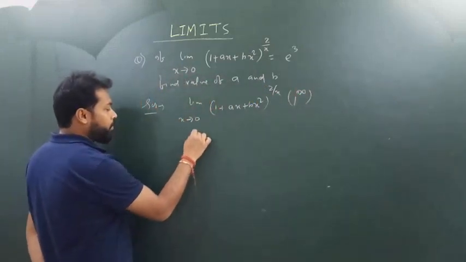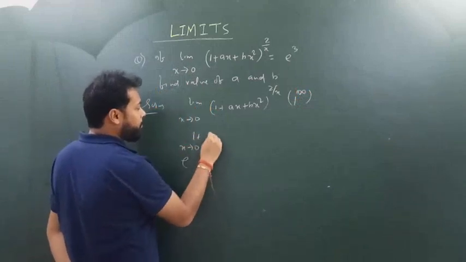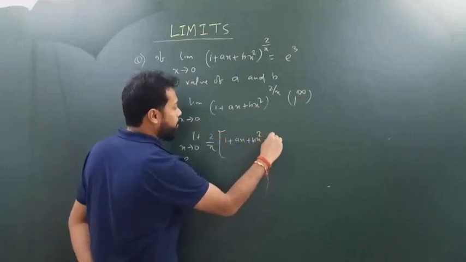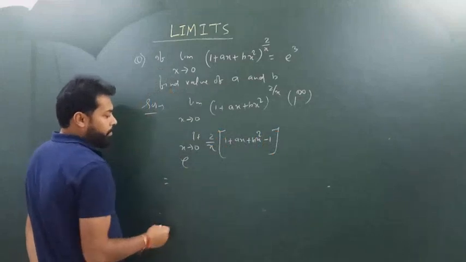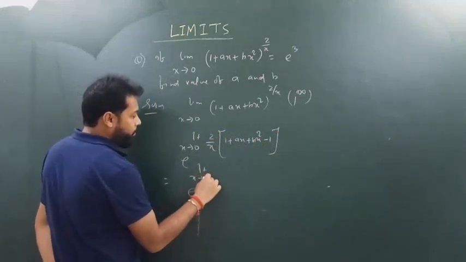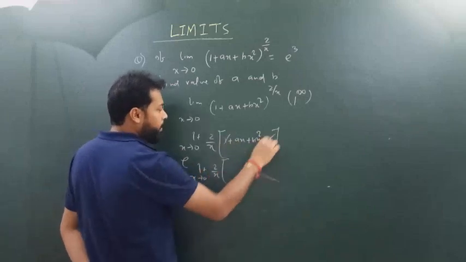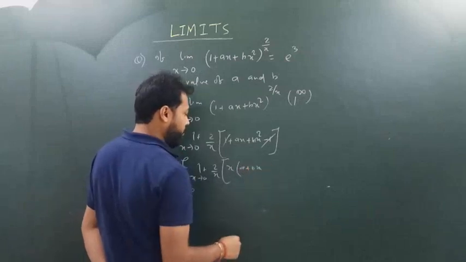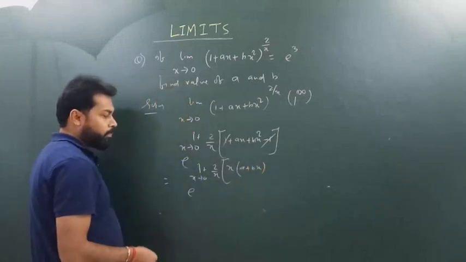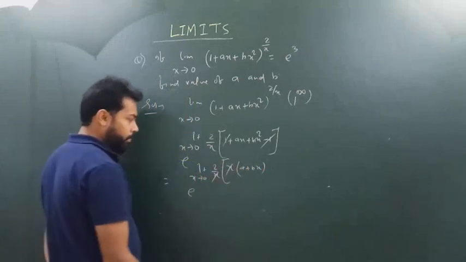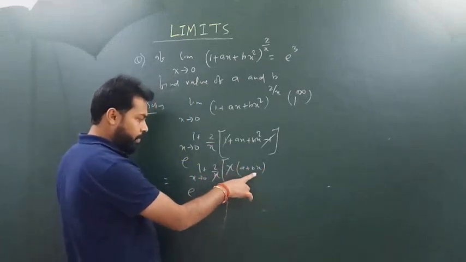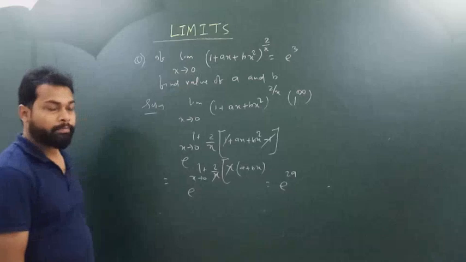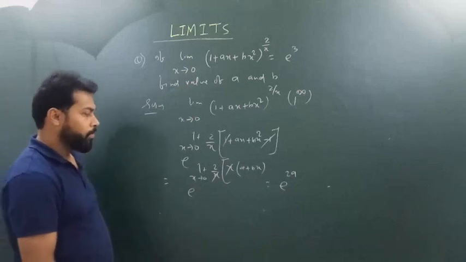So what is the answer of this form? Limit x tends to 0, 2 by x into (1 plus ax plus bx square minus 1). So the 1 minus 1 will get cancelled out. If we take x common here, we will get a plus bx, so this x will get cancelled. Now you can put x equal to 0 here, so finally we are getting e power 2a, because bx will become 0.